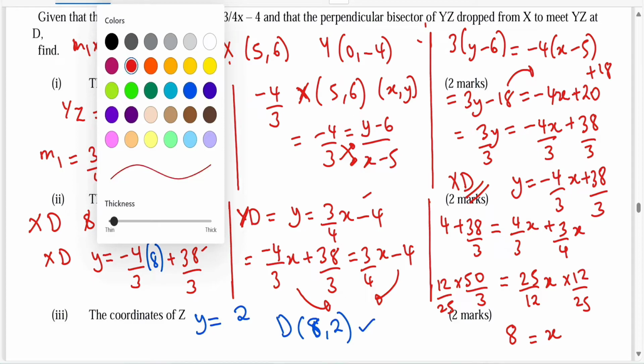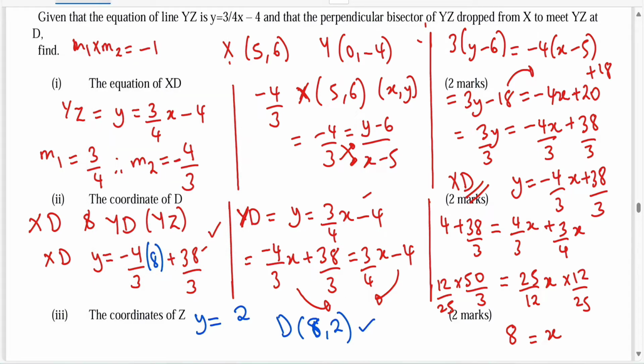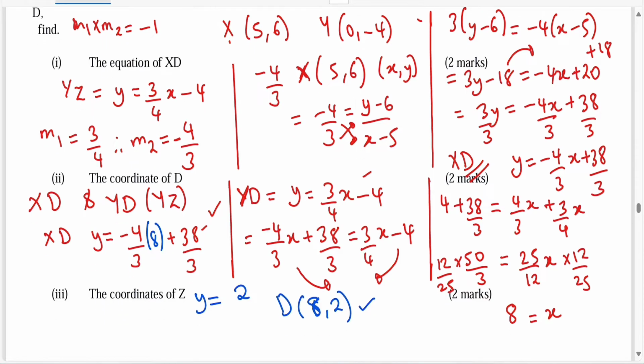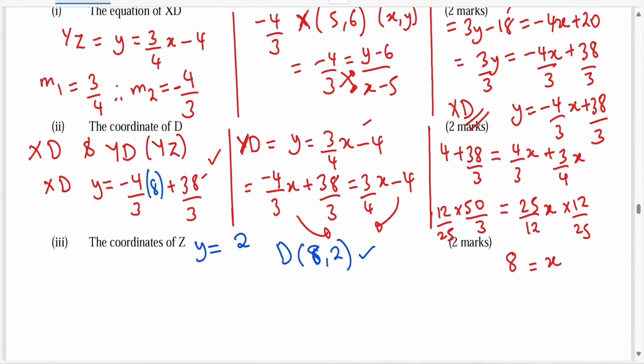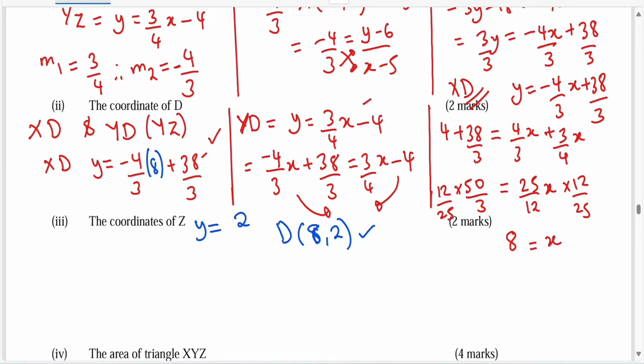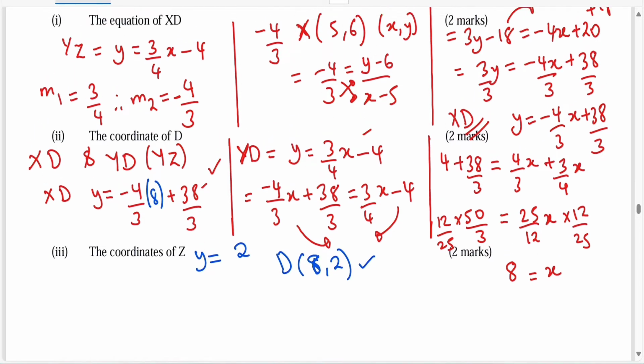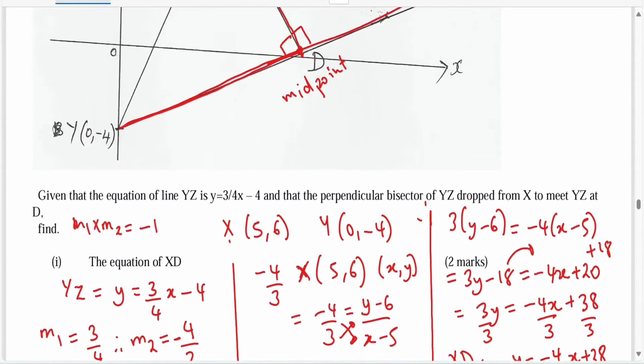So let's continue with the next question. The next question says, Roman 3, the coordinates of Z. Those are 6 marks that you need to have at hand. So the coordinates of Z.